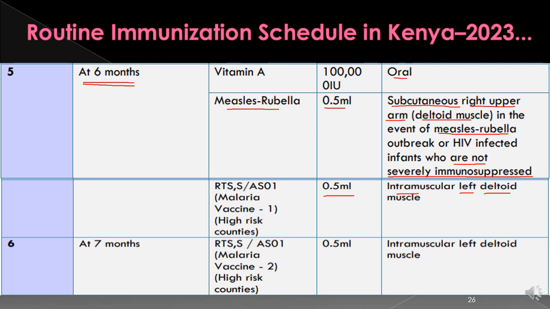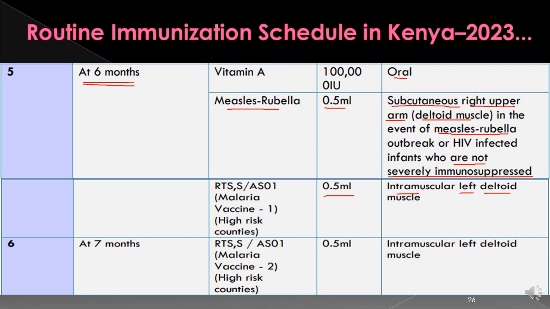That means if there is no measles outbreak, the child is not HIV infected without symptoms, it is not a high-risk malaria zone, then the only thing you do at 6 months is to give the vitamin A supplementation. That is very important for you to remember. Then these children go home and you give them a return date when they are 7 months old.